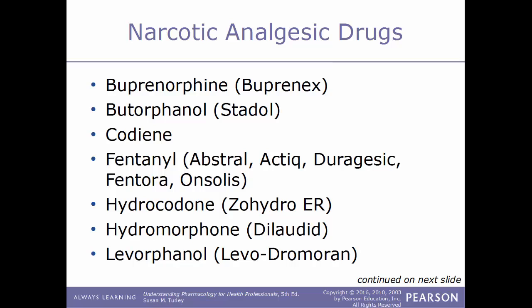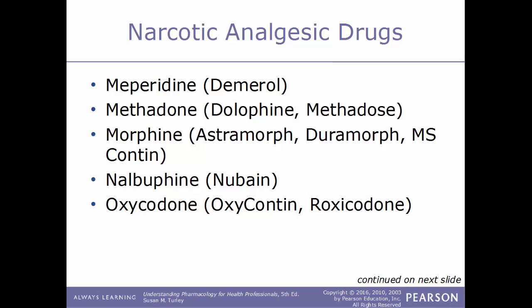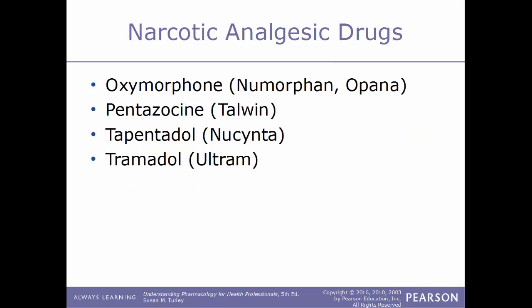There's a good number of narcotic analgesic drugs, and some of these drugs would include buprenorphine, which is sold under the trade name Buprenex, butorphanol, which is sold under the trade name Stadol, codeine, fentanyl, which is sold under multiple trade names including Abstral, Actiq, Ventura, Onsalis, Duragesic, hydrocodone, sold under the trade name Zohydro-ER, hydromorphone, sold as Dilaudid, levorphanol, sold under the name Levo-Dromoran, meperidine, more commonly known by the trade name Demerol, methadone, also sold as Methadose or Dolophine, morphine, known by the names Astramorph, Duramorph, or MS Contin, nalbuphine, also known as Nubain, and oxycodone, more commonly known as OxyContin or Roxicodone, oxymorphone, known by the names Numorphan or Opana, pentazocine, also known by the name Talwin, tapentadol, known by the trade name Nucynta, and tramadol, known by the name Ultram.